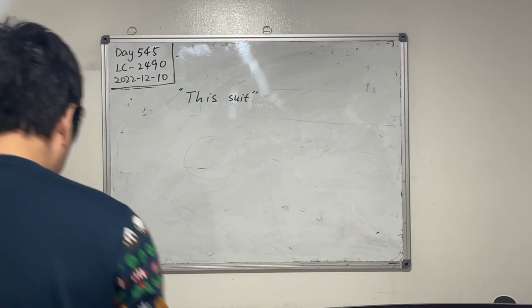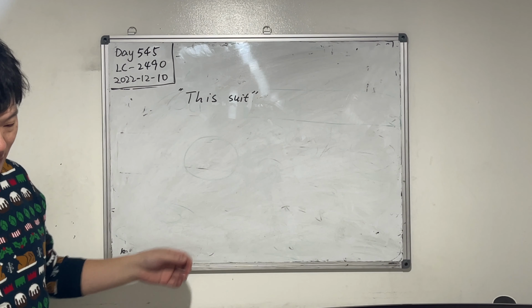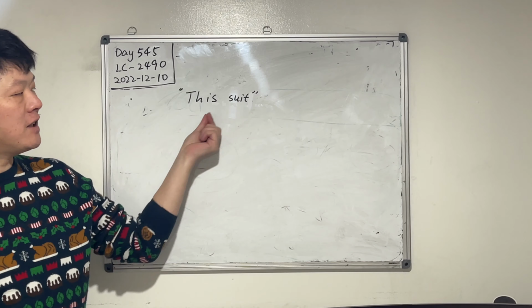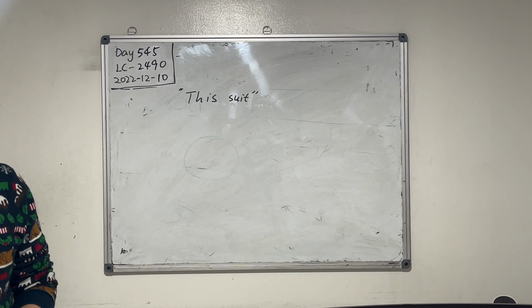Okay, so today this question is pretty simple. We are given a sentence, a string, separated by white space. So we have a list of words, and we want to find out if this is a circular sentence.